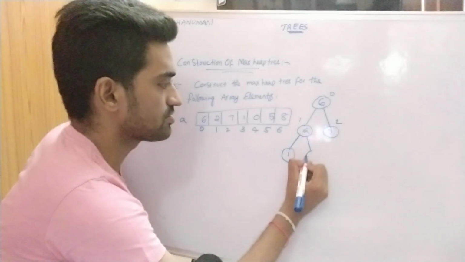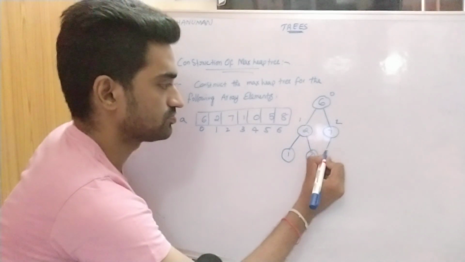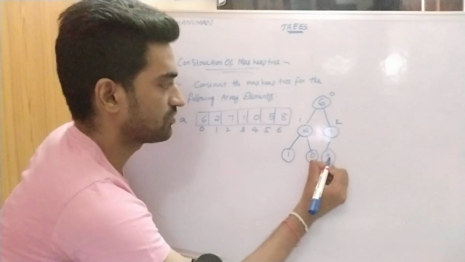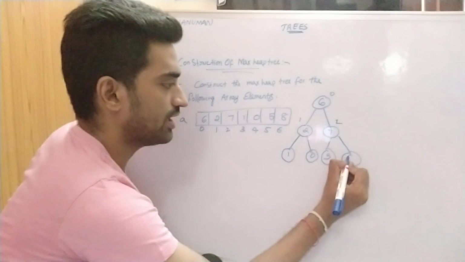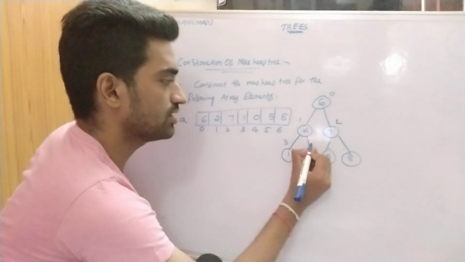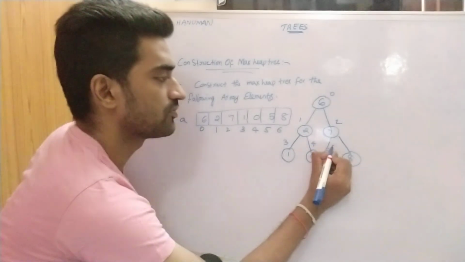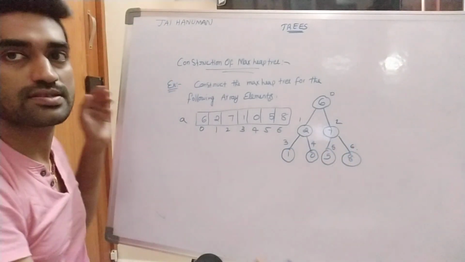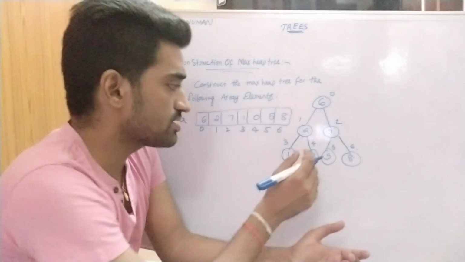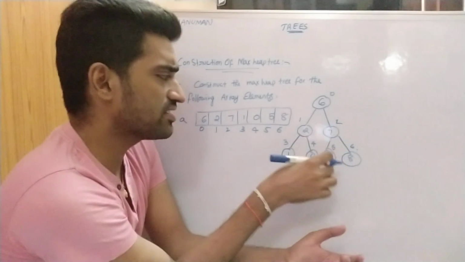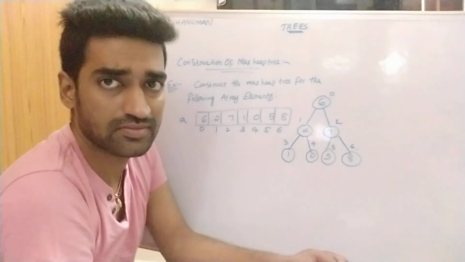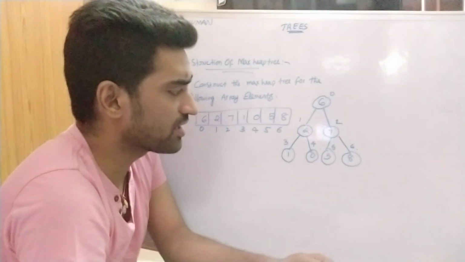1, 0, 5, 8, 3, 4, 5, 6. Right? So this is the binary tree representation for this array. Now let us check whether this is a complete binary tree or not.